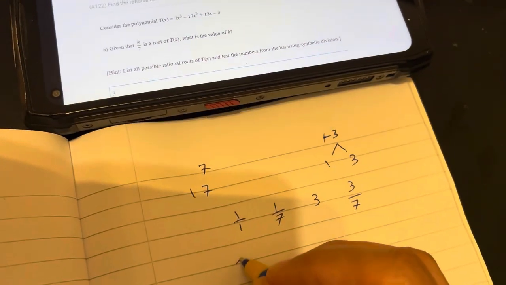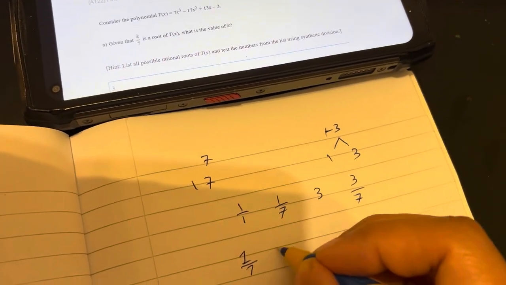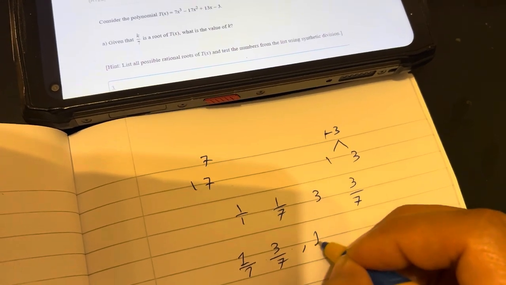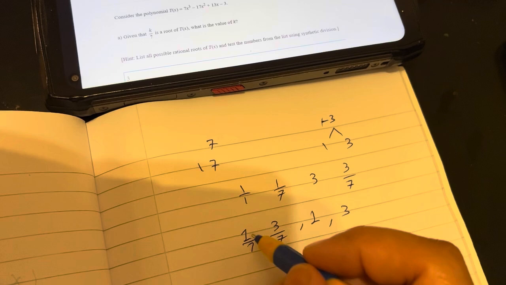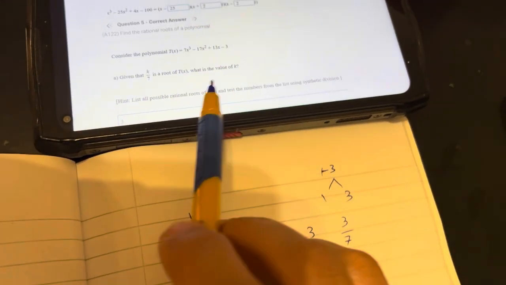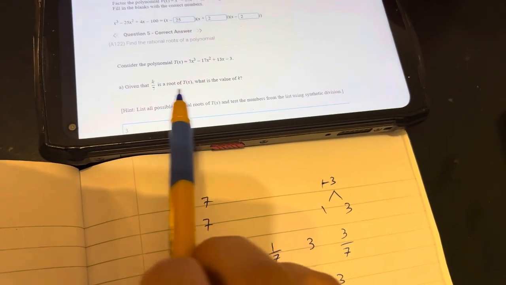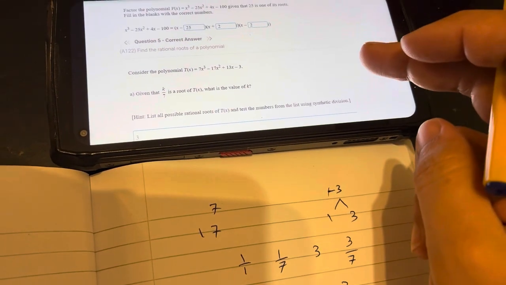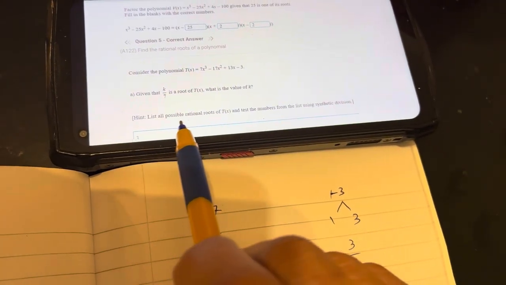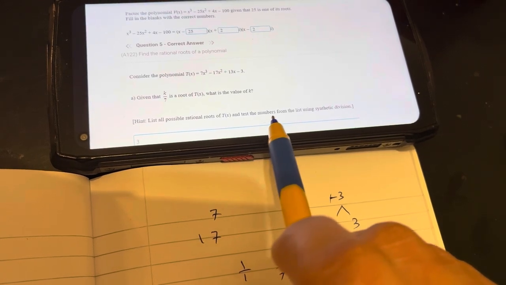So you have 1 over 7, and 3 over 7, and 1 and 3. Here he said k over 7. So you have 1 over 7 or 3 over 7. What is the value of k? He said list all the possible rational roots and test the numbers.